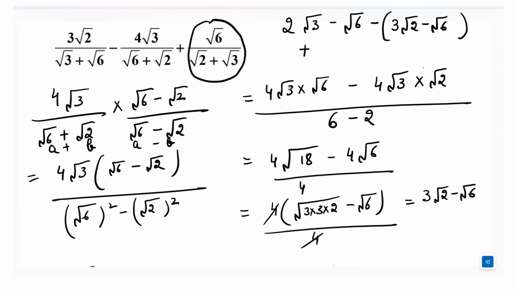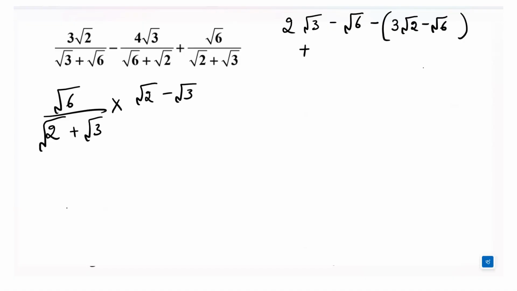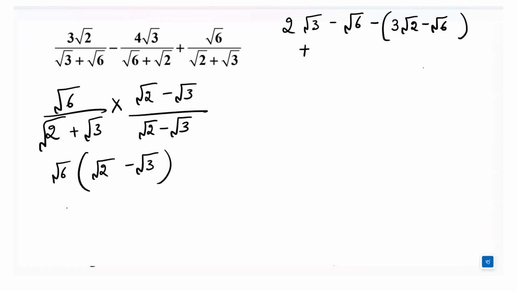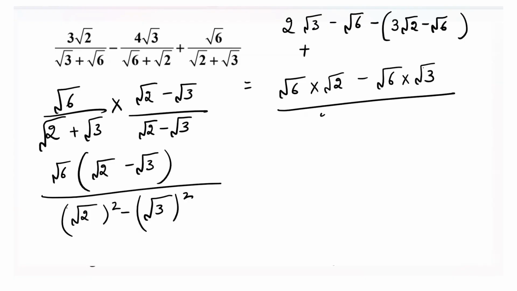Now we have to solve the third part of it and that value we'll write after the plus sign. Root 6 over root 2 plus root 3, change the sign, root 2 minus root 3. So we'll write down root 6, a bracket, root 2 minus root 3. Now since it's a plus b, a minus b, we have to write down root 2 square minus root 3 square. Now we'll open the brackets, it would be root 6 into root 2 minus root 6 into root 3 over 2 minus 3.